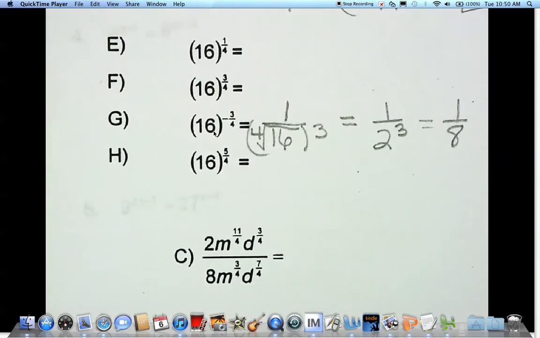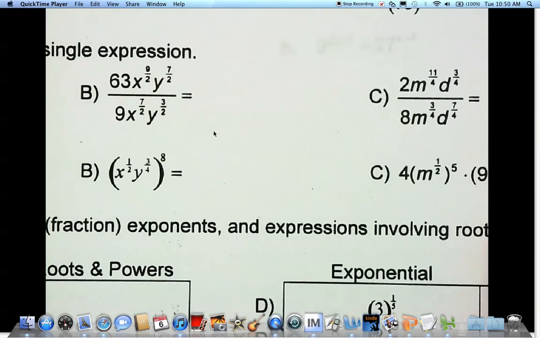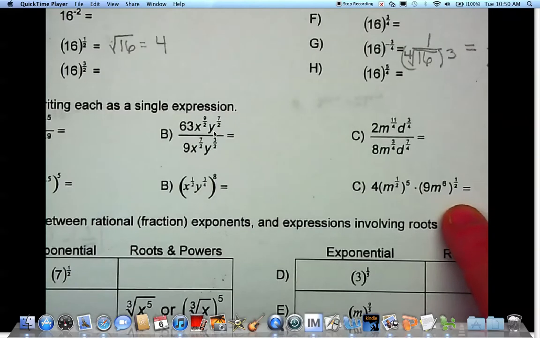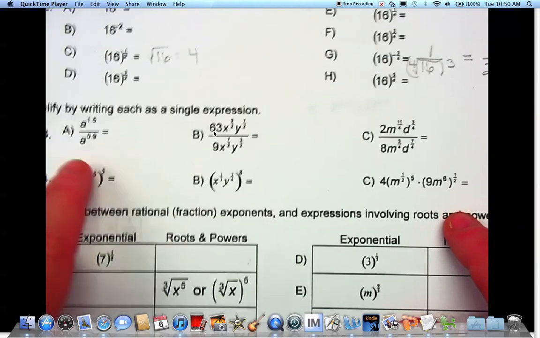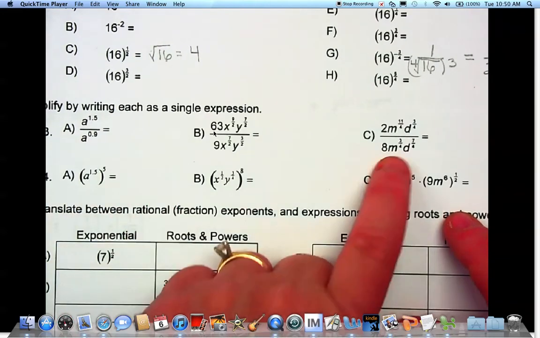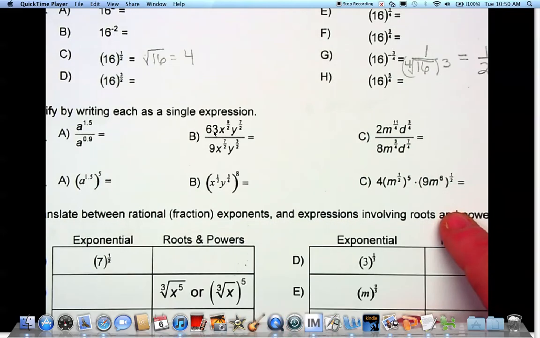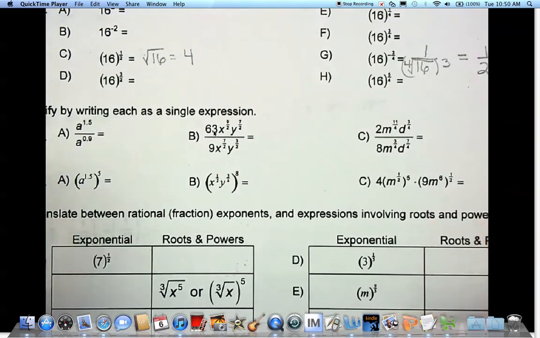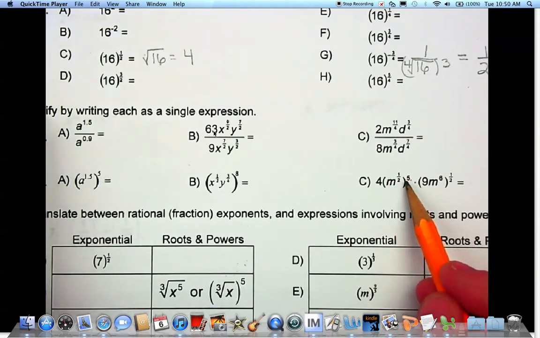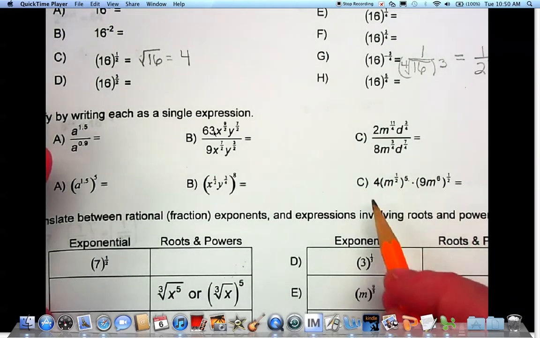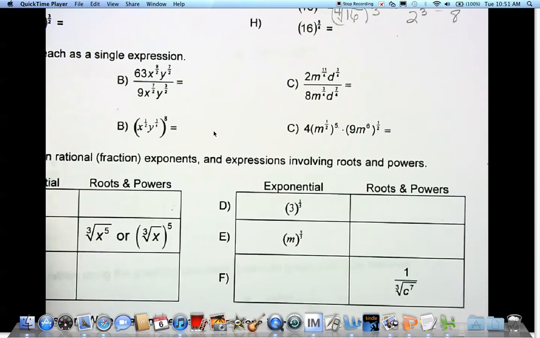Okay, and then I'm going to do one of these from 3 and 4. Now, 3 and 4 is mainly a review of your exponent rules. What do you do when you multiply exponents together? You add them. What do you do when you divide numbers? You subtract them. Okay, what about when you have an exponent out here? You distribute. So you multiply them together.